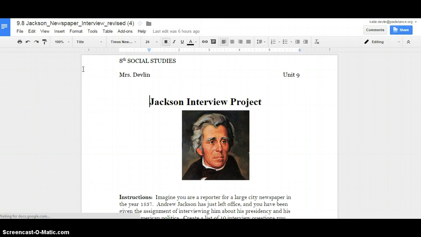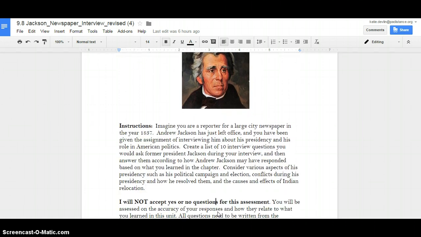Jackson Interview Project. Instructions. Imagine you are a reporter for a large city newspaper in the year 1837. Andrew Jackson has just left office, and you have been given the assignment of interviewing him about his presidency and his role in American politics. Create a list of 10 interview questions you would ask the former president during your interview, and then answer them according to how Andrew Jackson may have responded, based on what you learned in the chapter. Consider various aspects of his presidency, like his campaign and election, conflicts, and the causes and effects of Indian relocation.